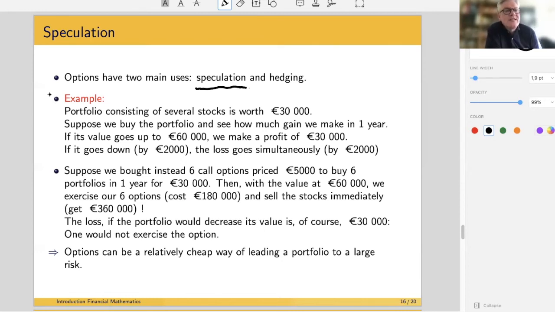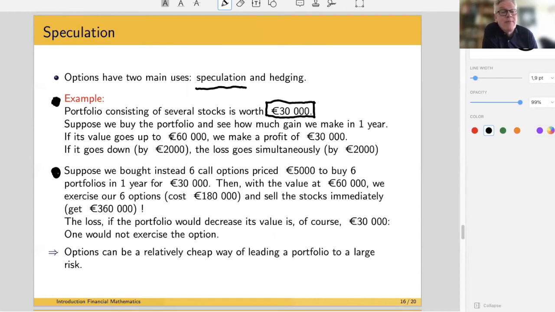One is investing directly in stocks and seeing what the portfolio does. The stocks go up, stocks go down. And one is to work with options and see what happens. So suppose there's a portfolio consisting of several stocks and they are worth 30,000 euros at time T0. Now, suppose you buy the stock portfolio directly. You own stocks and you see how much profit you make in 1 year.